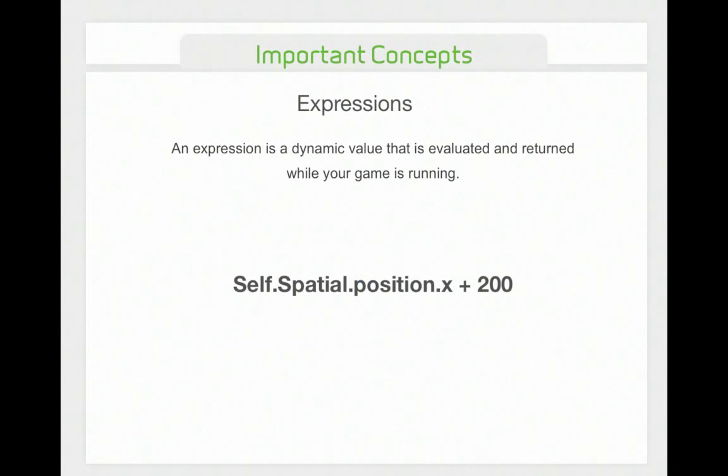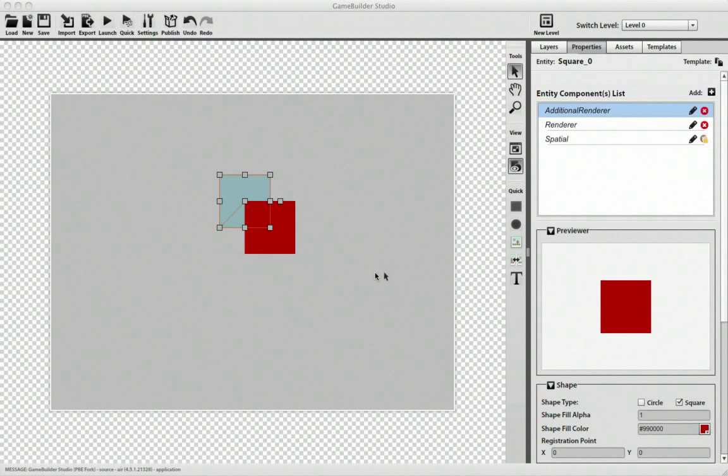Now another important concept is the expression. An expression in GameBuilder Studio is a dynamic value that is mapped to different properties in your game, and it's evaluated at runtime. So if you wanted to calculate some algebraic equation, or if you wanted to reference the current position of where an object is, and offset it by 100 pixels or what have you, the only way for you to do that is via an expression. Otherwise, you'd have to manually enter values.